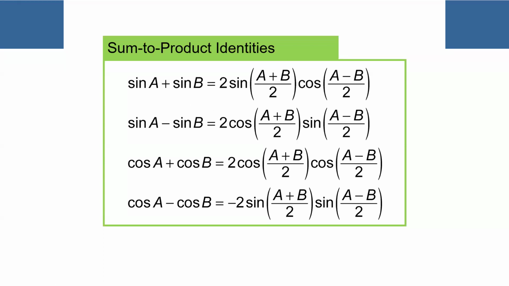All right, now all you have to do is decide which one of these you're using and then plug in. Why are all of them regular, like 2 sine, 2 cos? Why is the last one -2? Is that correct though? Yes.